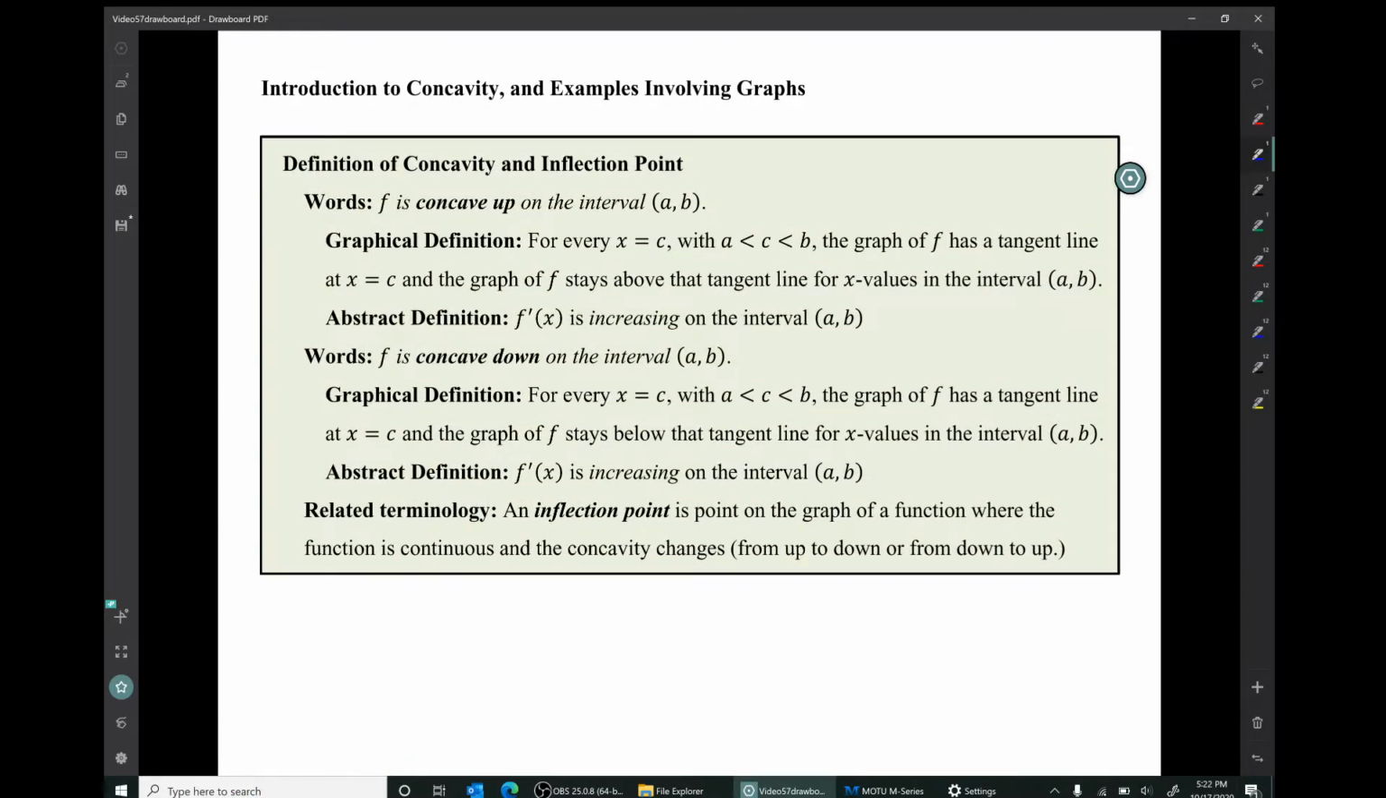I want to start by defining concavity, and I will give first just a graphical definition. So we say that a function f is concave up on an interval a comma b to mean this: for every x equals c, with c in that interval, the graph of f of x has a tangent line at x equals c, and the graph of f stays above that tangent line for all x values in the interval a comma b. So let me draw a couple of examples of functions whose graphs are concave up.